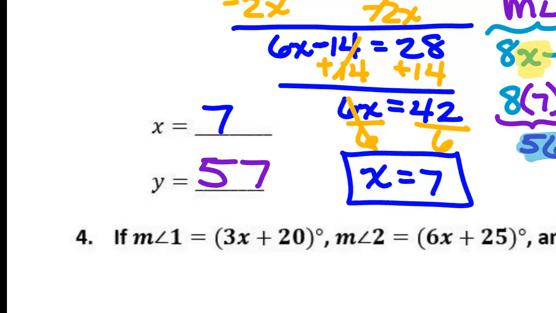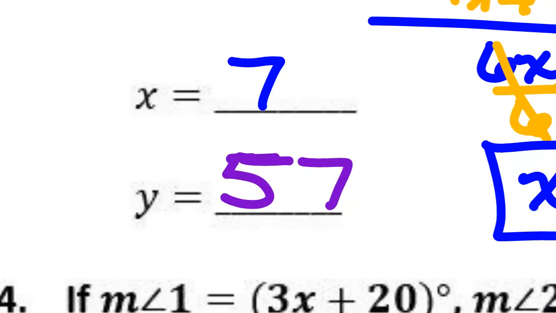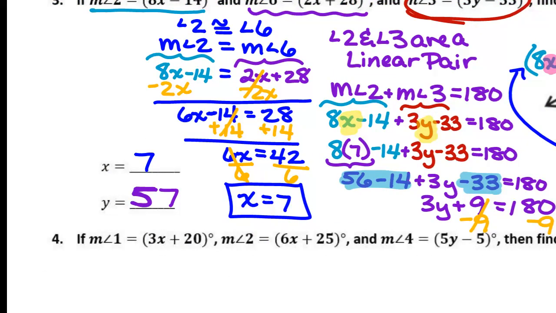Angle 6 and angle what? 6 and 3 would also be supplementary. Yes. So you could do that. We don't have a special name for that angle pair, but they are supplementary, so that relationship would still hold.